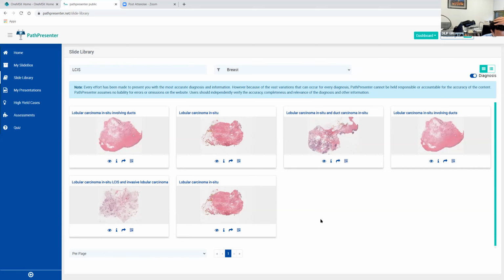The other problem with pleomorphic LCIS and the paucity of data is the fact that, certainly up until we got the E-cadherin stain, most of these pleomorphic LCIS cases were being diagnosed as DCIS, and they were being treated as DCIS.